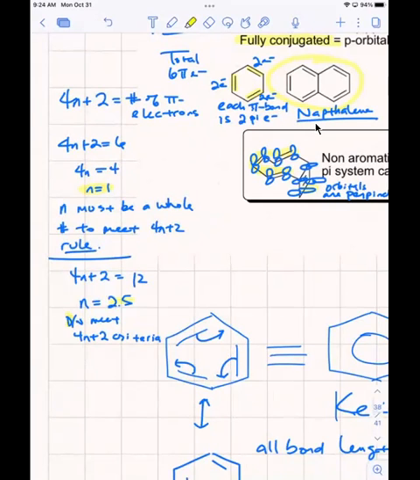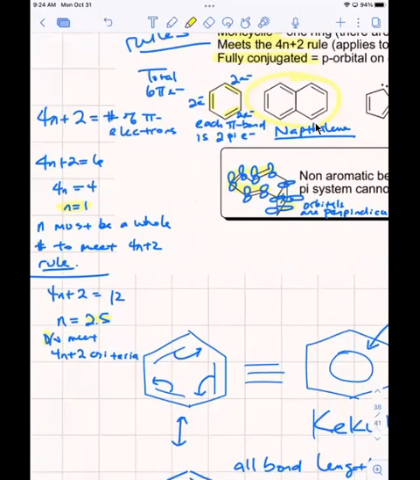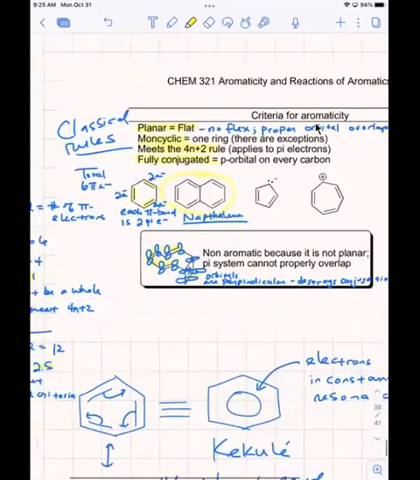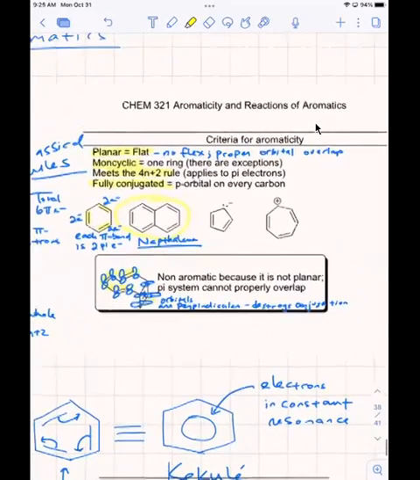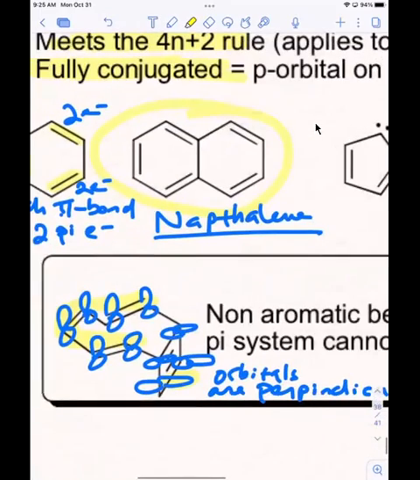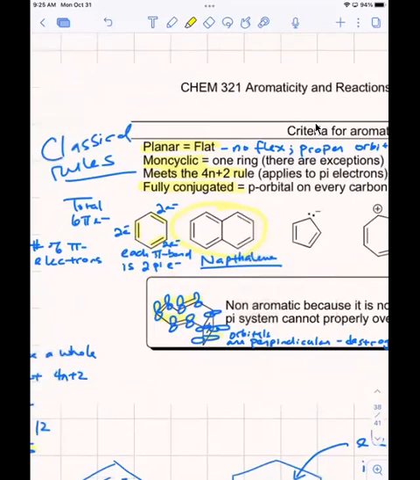But for benzene, it does, right? This is 6 pi electrons. And so we can say that if n is 1, it's a whole number, it satisfies the 4n+2 rule, and benzene is aromatic, right? Let's look at naphthalene. How many pi electrons are there? We understand that even though naphthalene is bicyclic and not monocyclic, it still falls into the category of being considered aromatic.